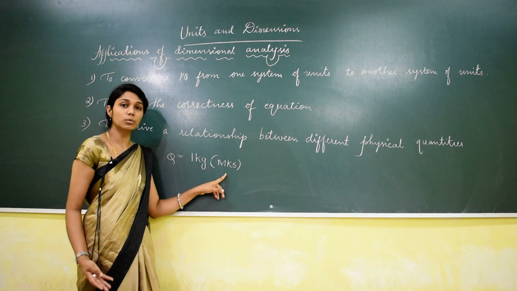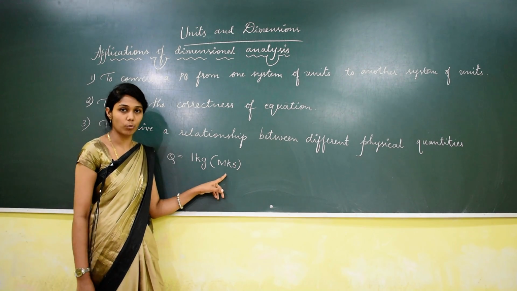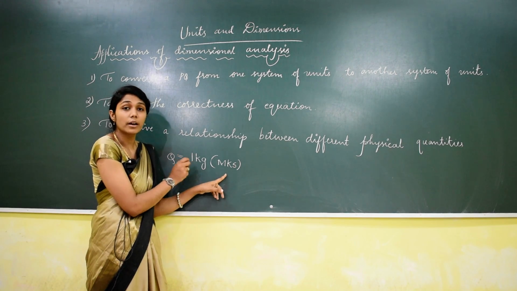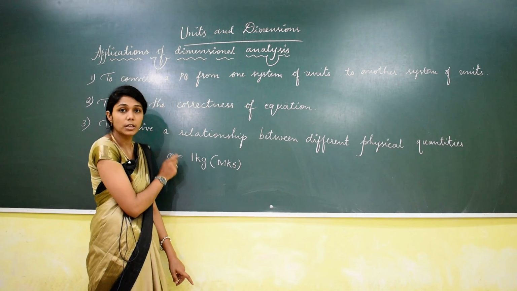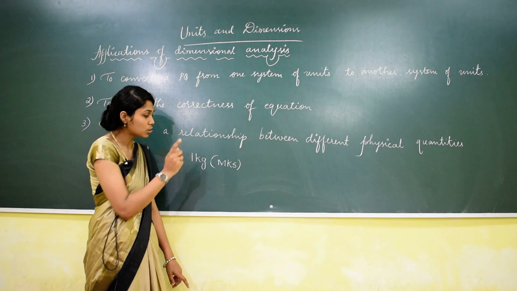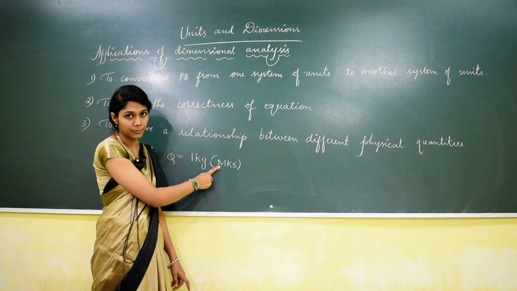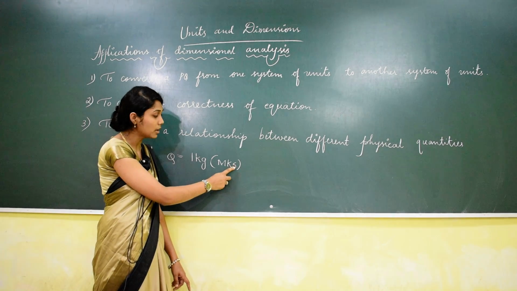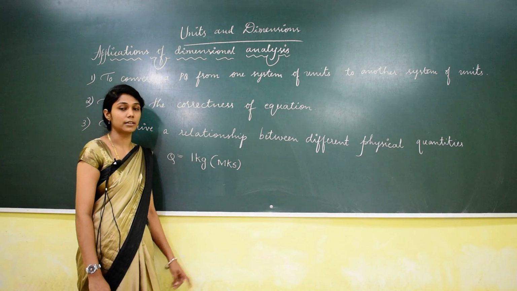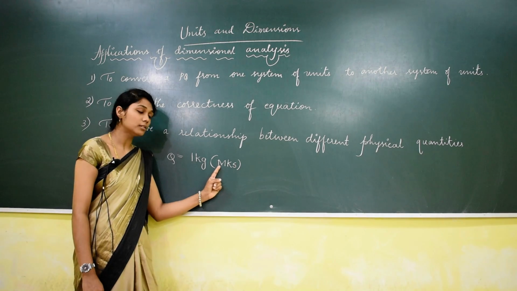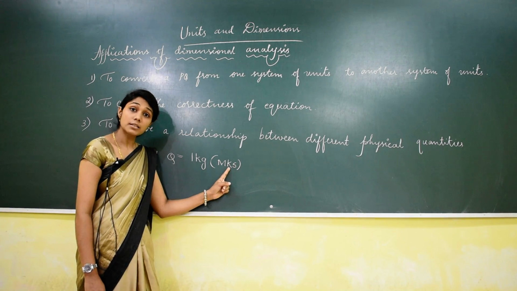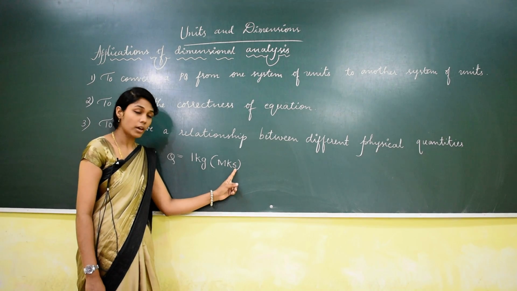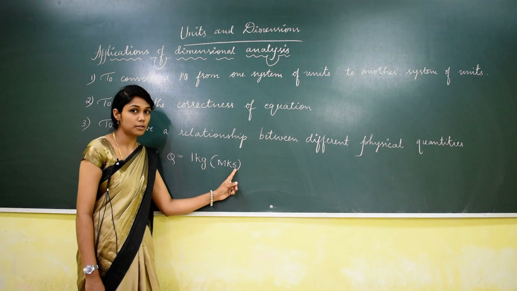Suppose I want to measure the distance between 2 points or length between 2 points, I have to measure the particular quantity with its unit. So that unit is meter here. So length is measured in meter. K represents kilogram here and S represents second here. So length is in meter and mass is in kilogram, that is kg. And time is measured in second.